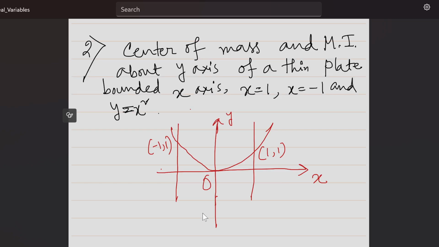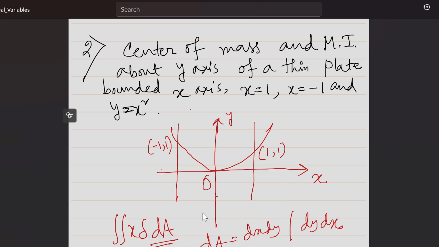So you tell me, the formula is integral x delta dA. So what should I take as dA? Is it dx dy or dy dx? Last time I took dx dy because I gave also the region. The reason is it is symmetric about y-axis, that is fine, but if you take vertical strip like last time, you will get two separate integrals. But what about this?